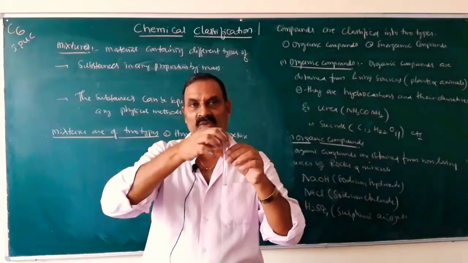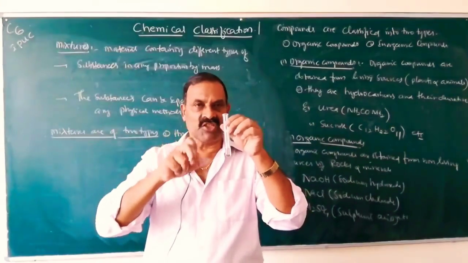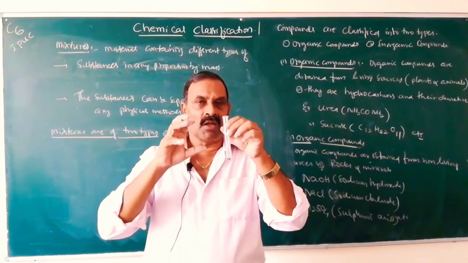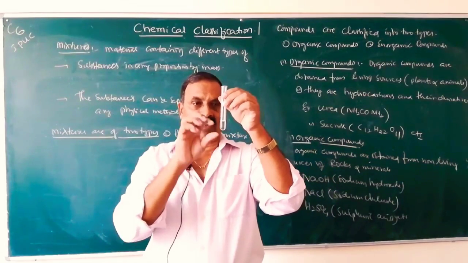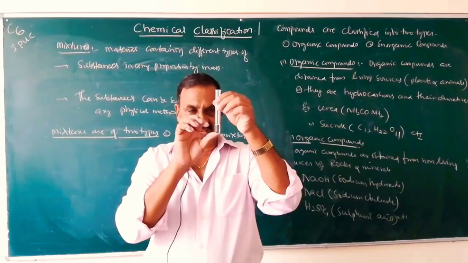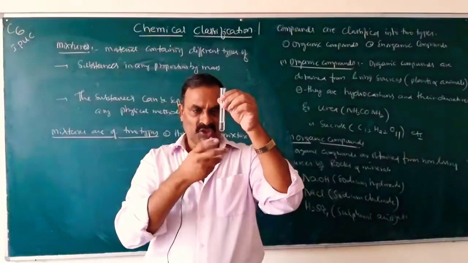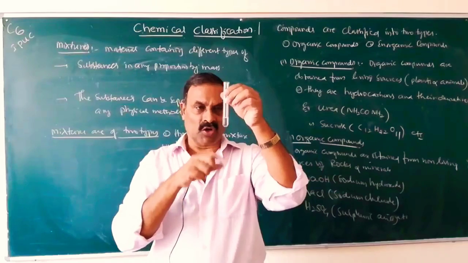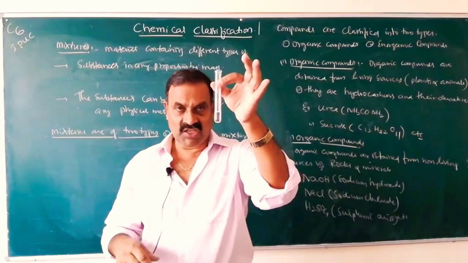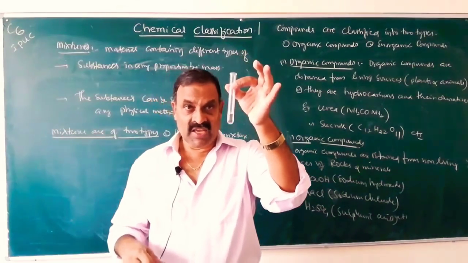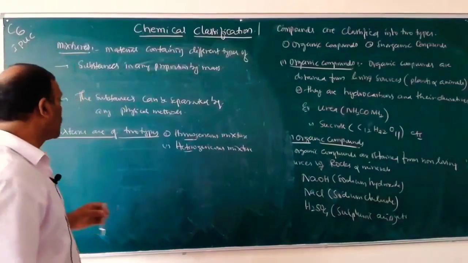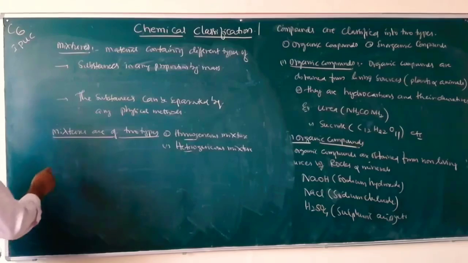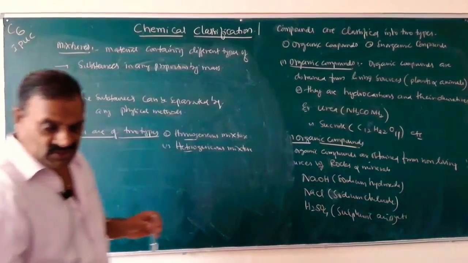What is a homogeneous mixture? A mixture in which all the components form a single phase and the composition is uniform throughout is called a homogeneous mixture. So first write down homogeneous mixture.